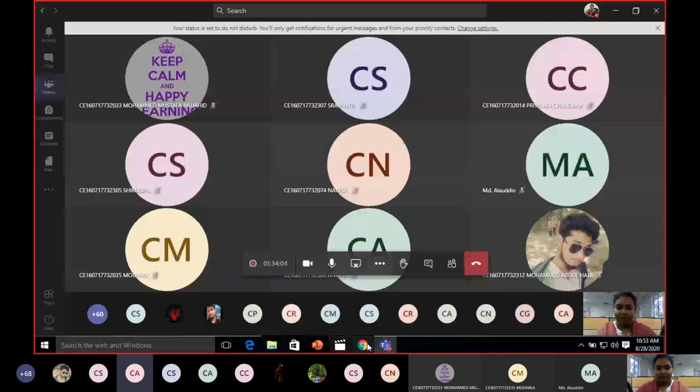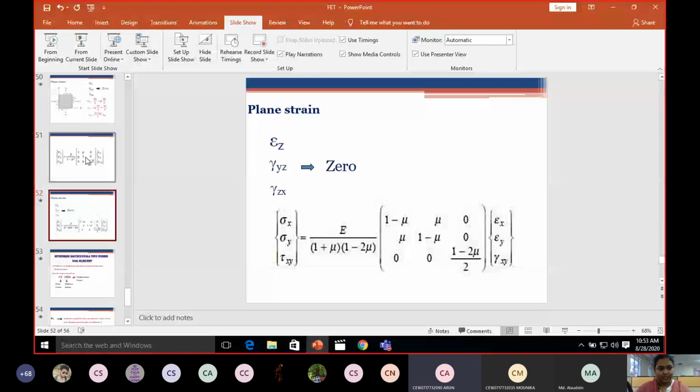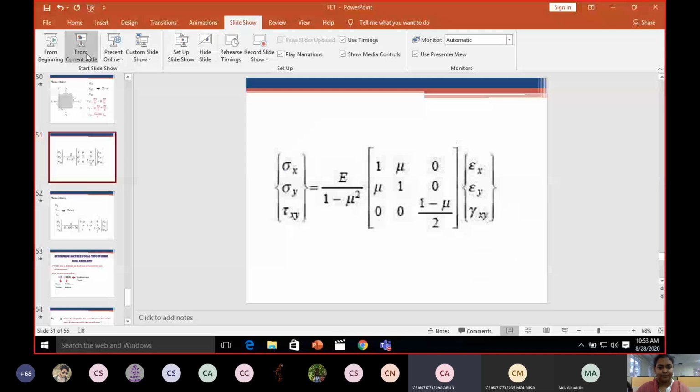Ma'am, can you please keep the slide of the plane stress matrix? Plane stress matrix? Okay. Yes. This is the slide for plane stress.